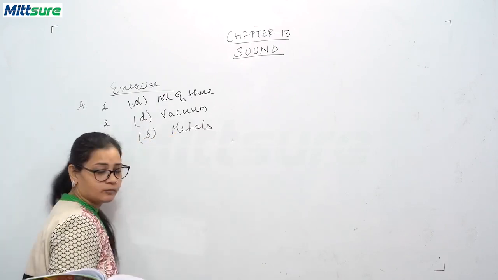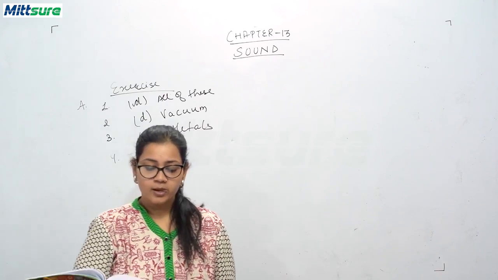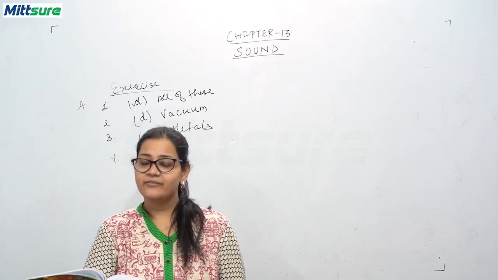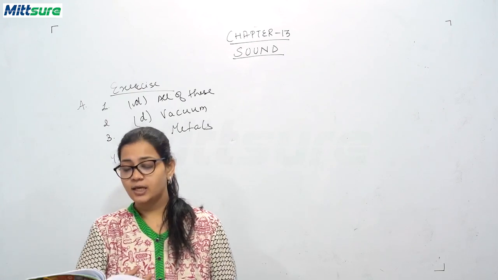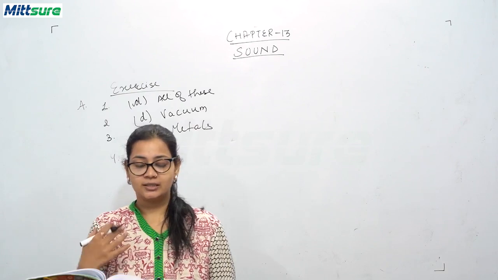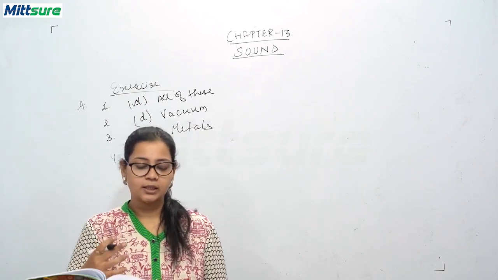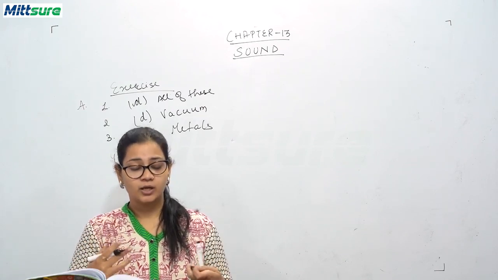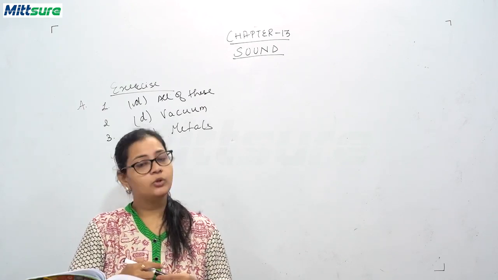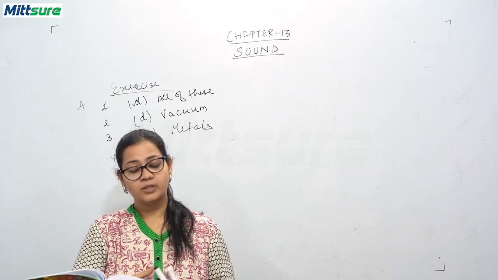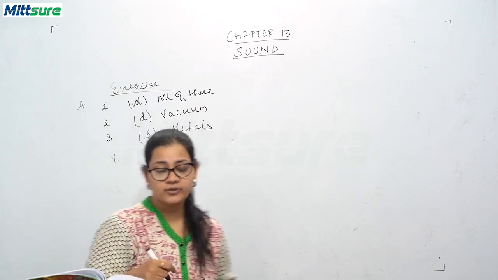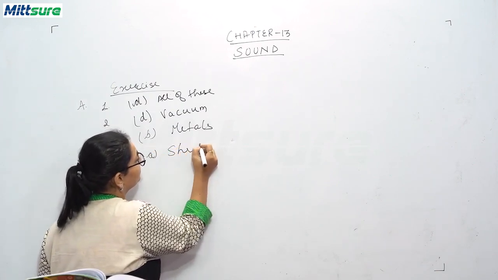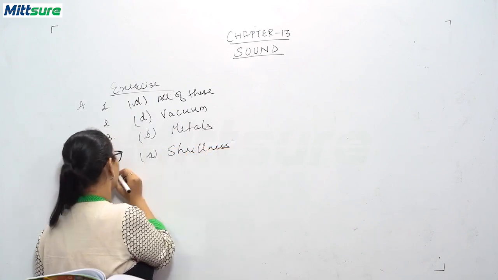Fourth, the loudness is the measure of A. Shrillness, B. Heaviness, C. Frequency and D. Pitch. Now students, frequency and pitch are one another thing. Now what is the loudness? Loudness means the amplitude, and this amplitude comes from the shrillness. So the correct answer of this will be A. Shrillness.